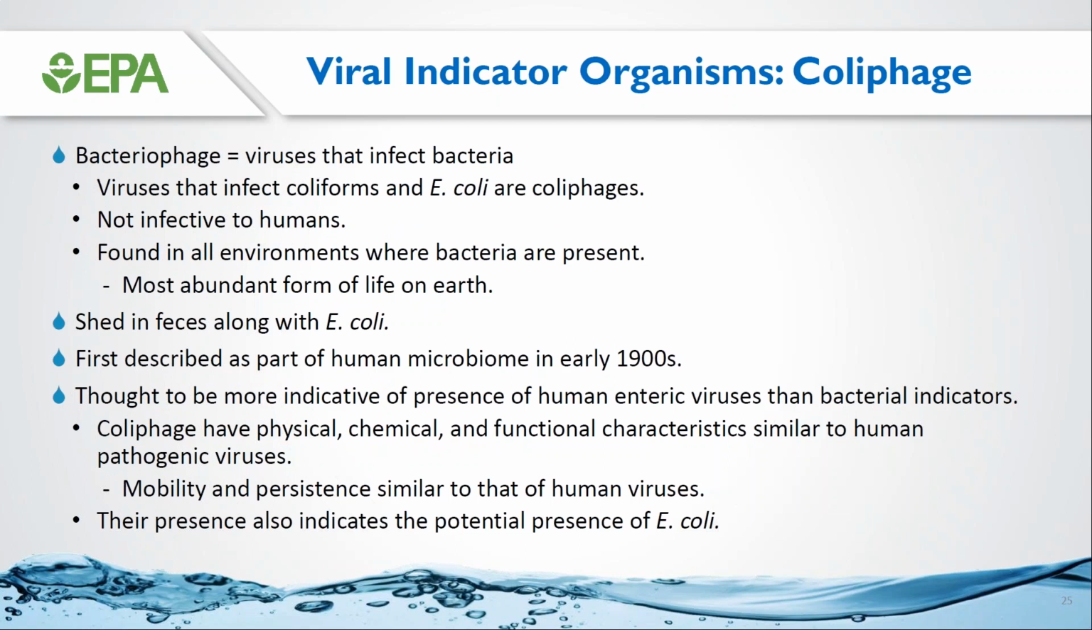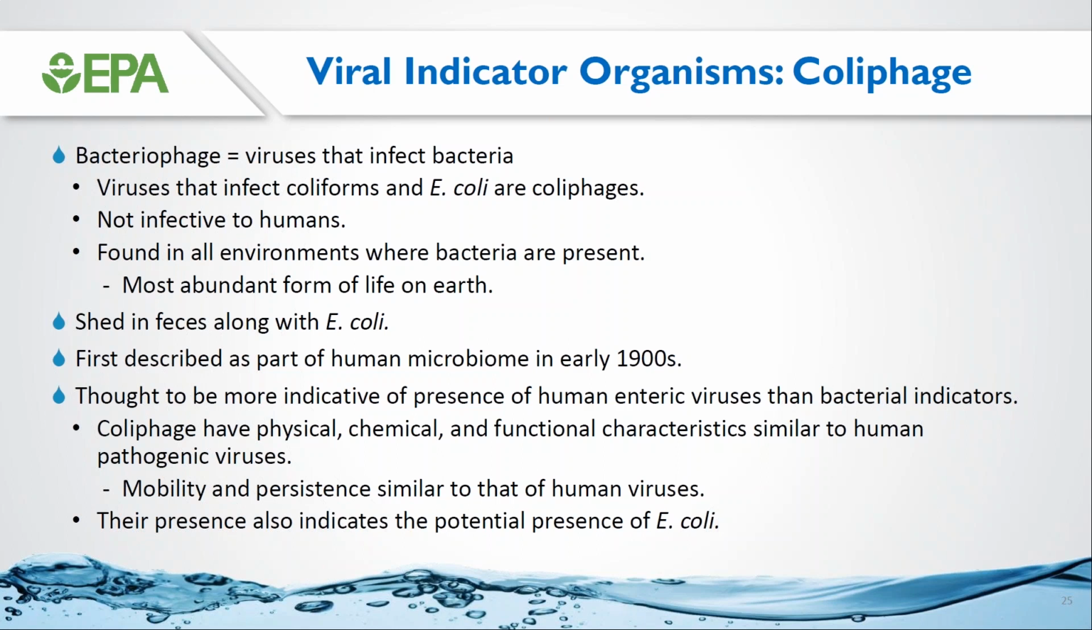So just like our bacterial cultures, we also look to use indicators for our viral organisms, and we use them because they're more abundant and they're much easier to grow than some of the viruses that we are concerned with. And we use them as a way to track disinfection and other types of treatment to see if we're able to remove these things.